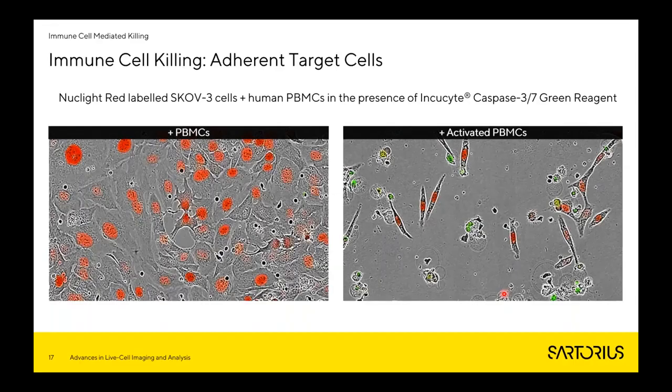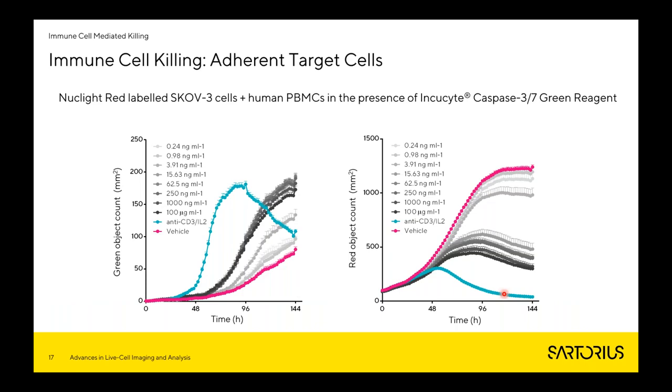It's then possible to plot this data, and here we can see our green object count on this side. So this is looking specifically at cell death. So here with the activated PBMCs, we see a very strong response. This is activation with anti-CD3 and IL-2. And then we're also looking at a concentration gradient of Herceptin going from the bottom to top, at the highest concentration seemingly giving the highest extent of killing.